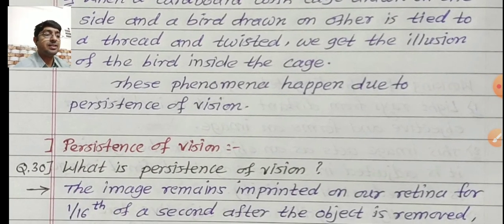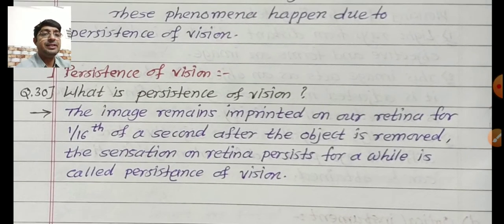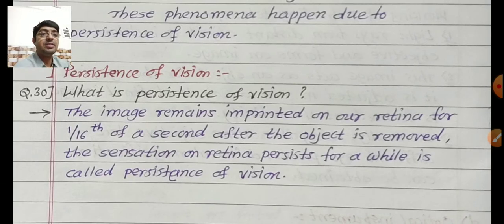So the question is asked here, what is meant by persistence of vision? The answer is given here, in that paragraph. The image remains imprinted on our retina for 1/16th of a second. After the object is removed, the sensation on the retina persists for a while. It's called persistence of vision.